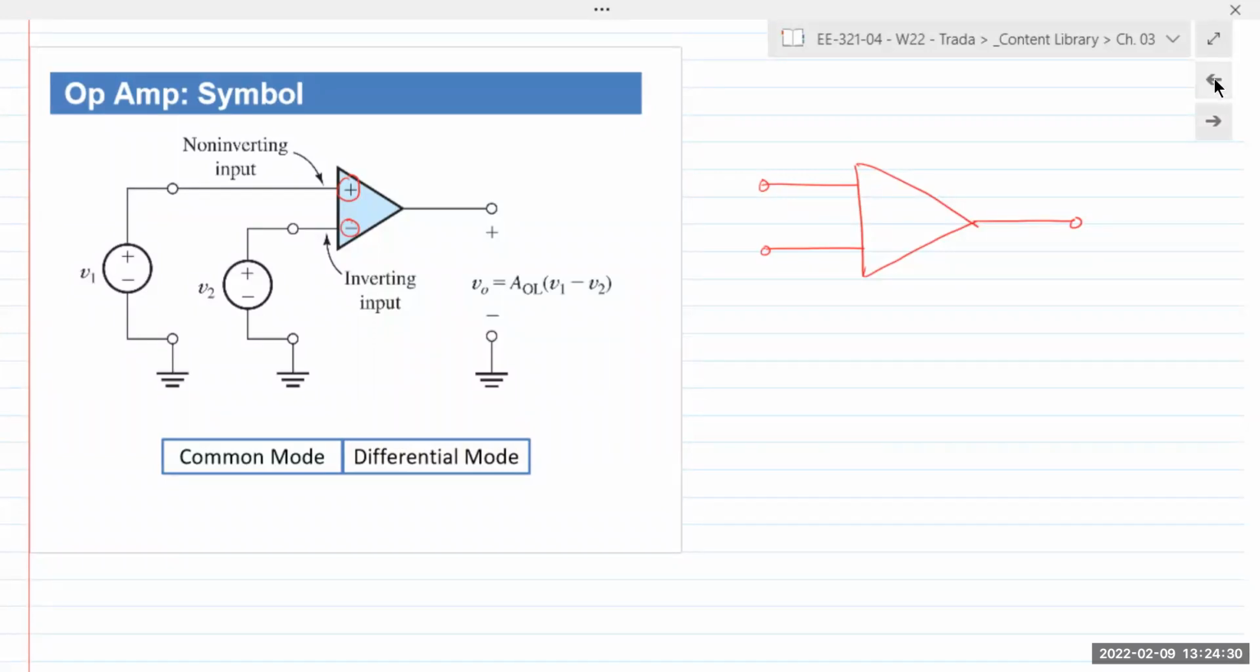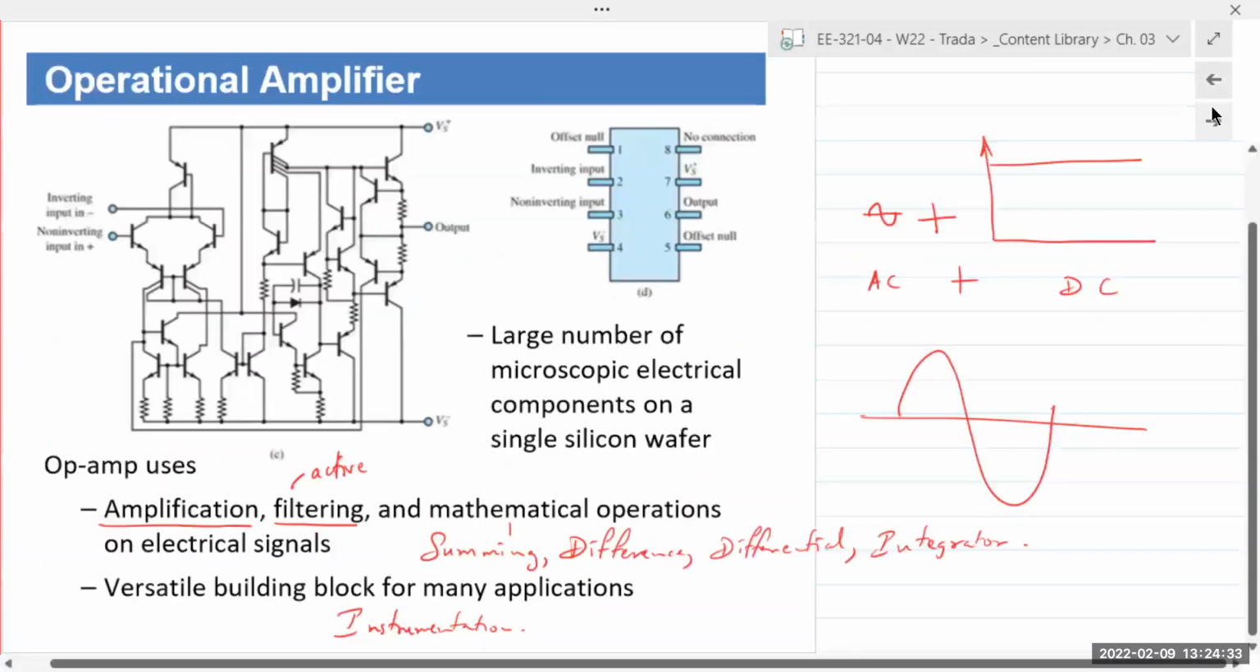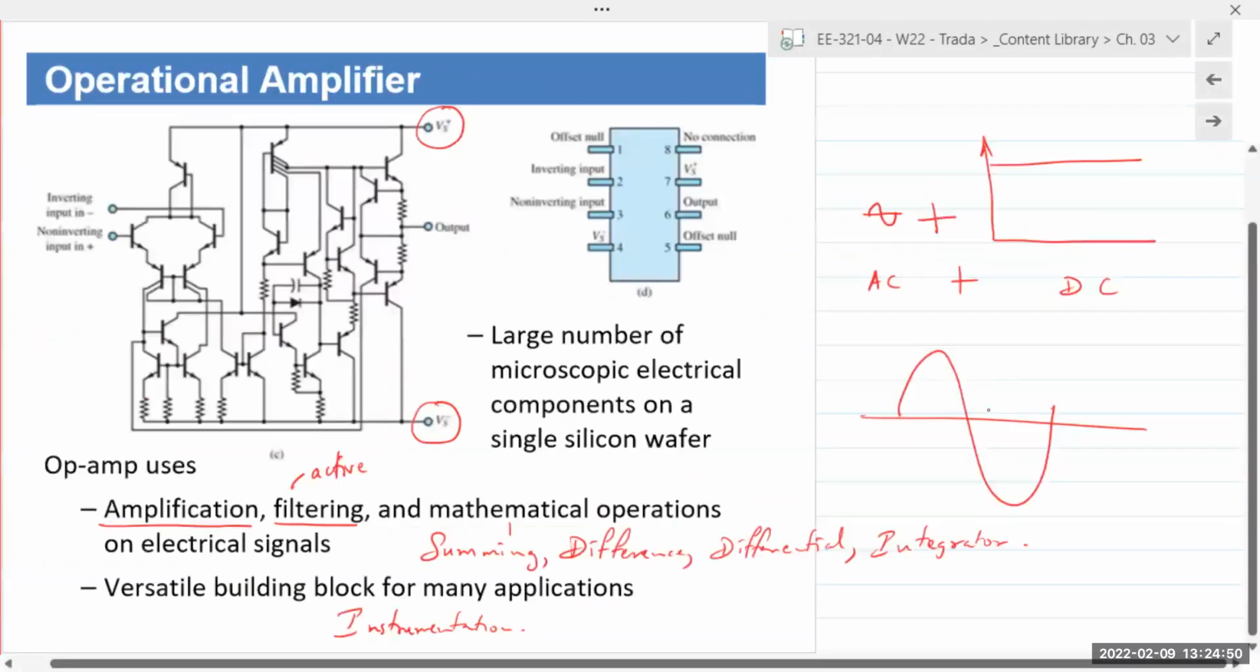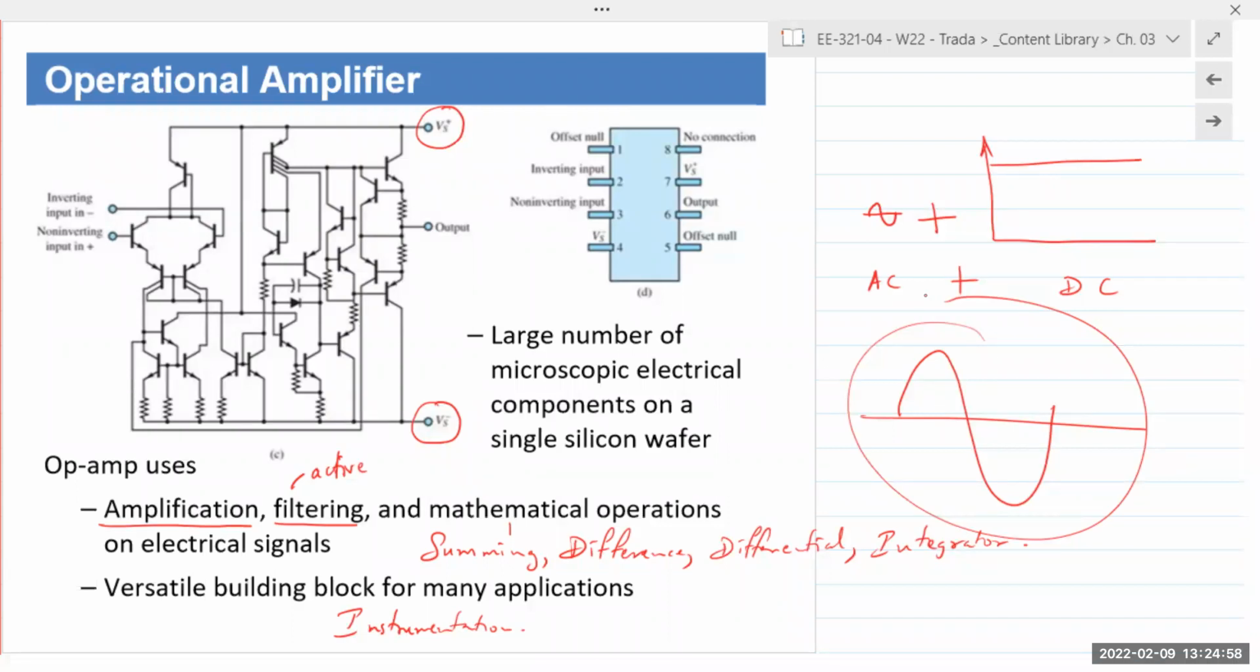Now, let me take you back here. Here and here, you have two power supply rails, positive as well as negative. That is there primarily to allow the op-amp to swing in both the positive as well as the negative directions. And so it's able to faithfully amplify the positive half cycle as well as the negative half cycle.